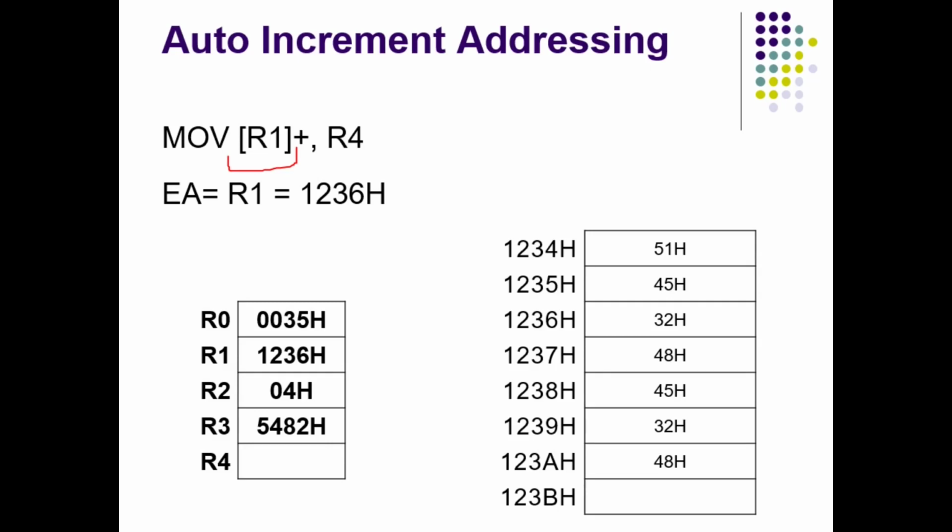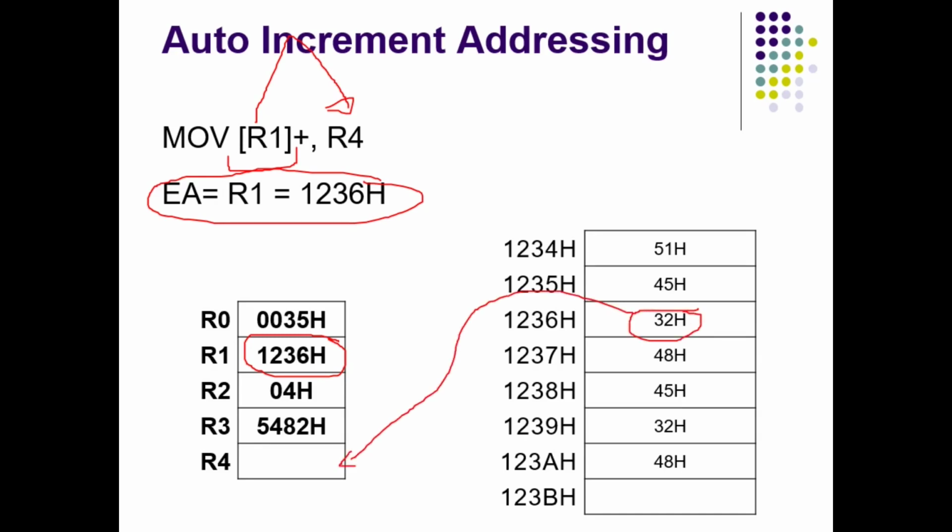So how do you calculate the effective address in indirect addressing mode? The register value itself is the effective address. So what is the R1 value? R1 value is here 1236H. So the effective address is 1236H. From the 1236H address, the data will be moved to the R4 register. That is, from address 1236, the data 32H will be copied to the R4 register. So the R4 register will have data 32H after execution of this instruction.